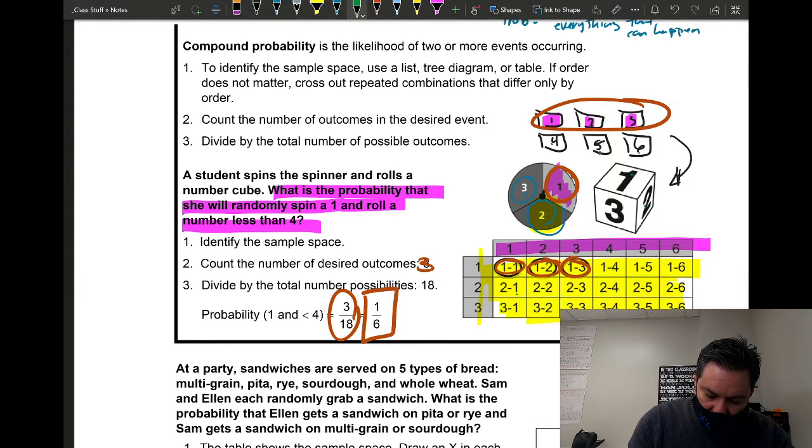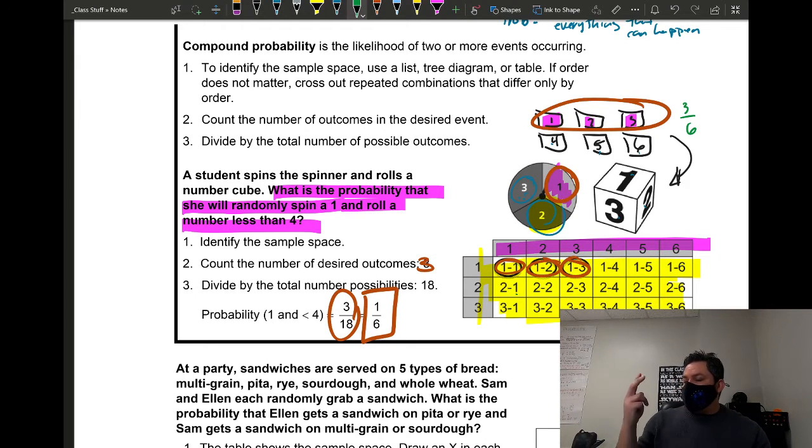You have 1, 2, 3. How many 1s? You have 1. Out of how many? 3. Right? That's part over total. 1 over 3. Now, what is the possibility of getting a number less than 4 on the dice? Well, for those, I have 3 of them. 3 out of 6, right?